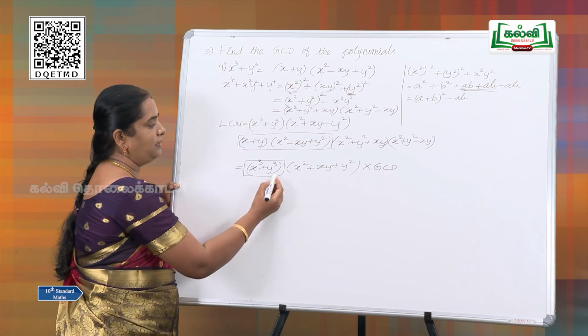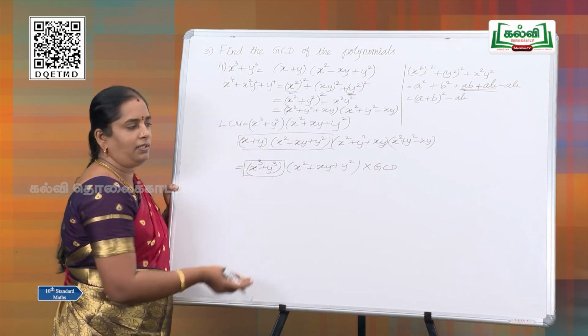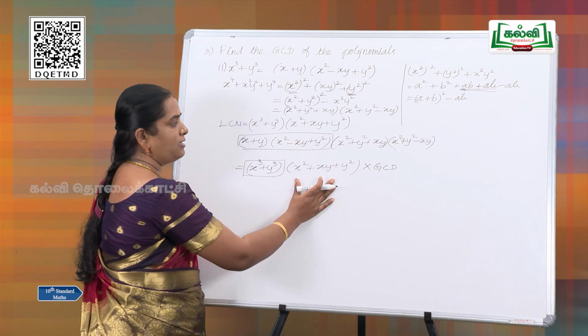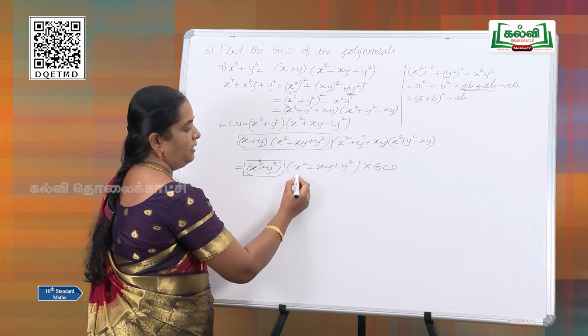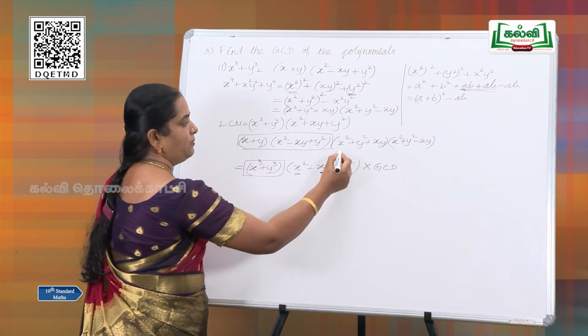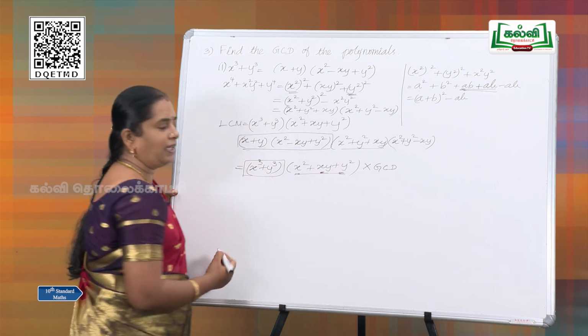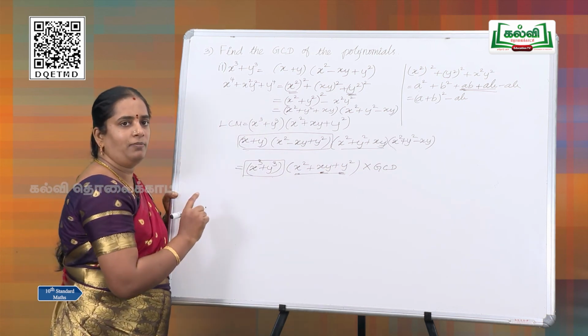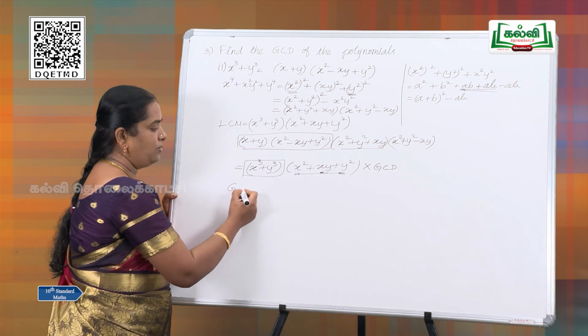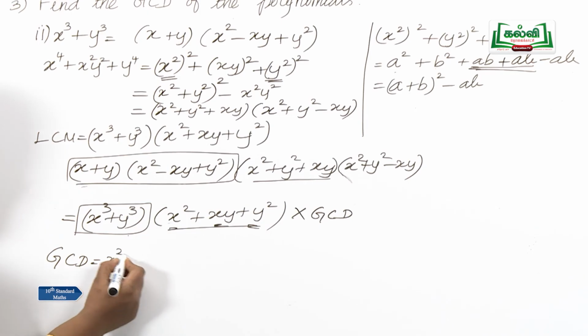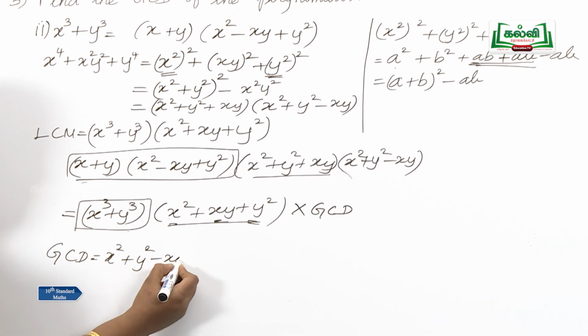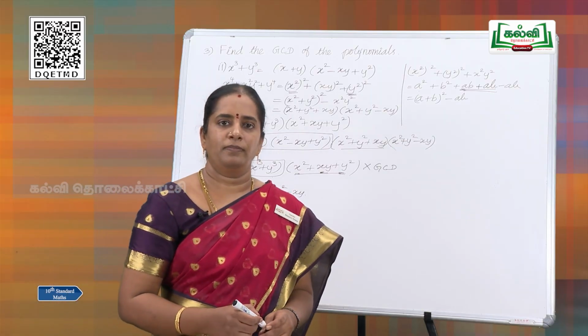So, we can cancel this term and these two terms are equal. So, we can cancel, and here also these terms are equal, x square plus y square plus xy and this term are equal. So, we can cancel, and the only one term which remains is our GCD. So, GCD here is very good, x square plus y square minus xy. Can you understand, children? Yes.